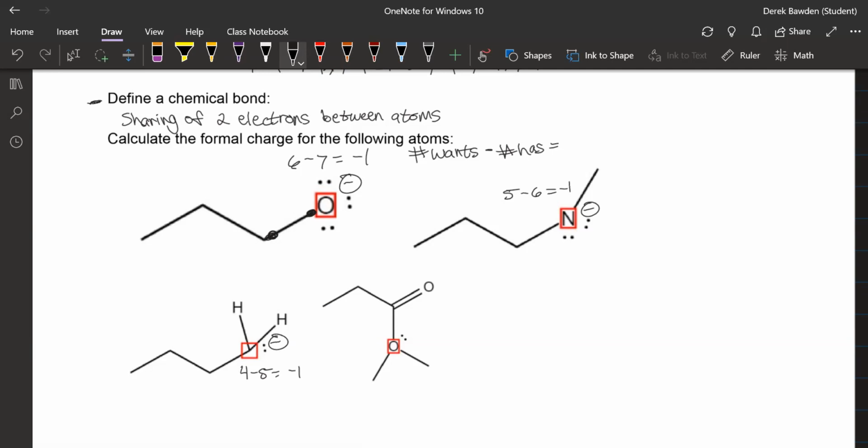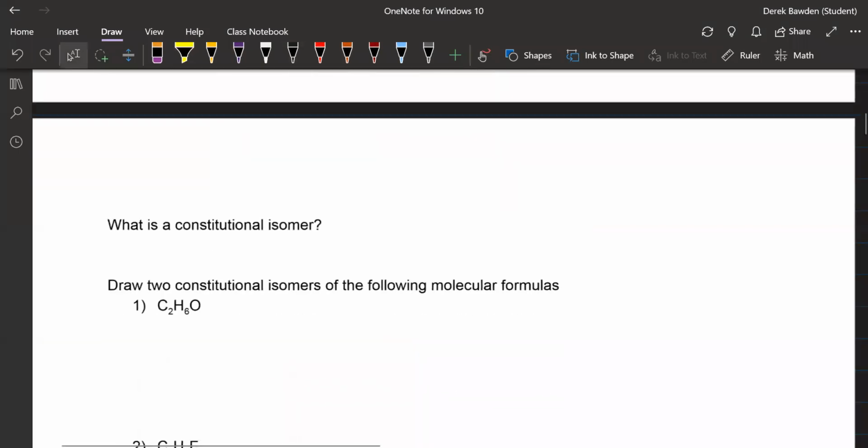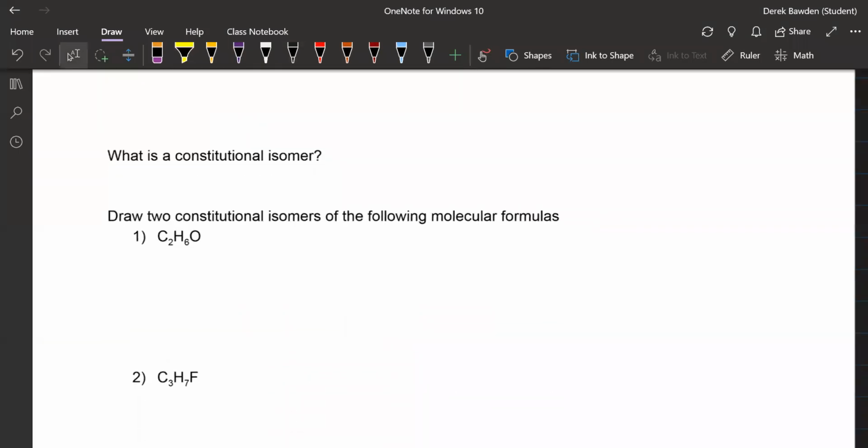Let's talk about this last one. How many does oxygen want again? It wants 6, right? And right now it has 2 lone pairs and 3 bonds, gives us 5, so that gives us a +1 charge. So this is positively charged. Any questions on those? Nope. Pretty basic topic, but it will be tested, so make sure you know it. All right, what is a constitutional isomer?